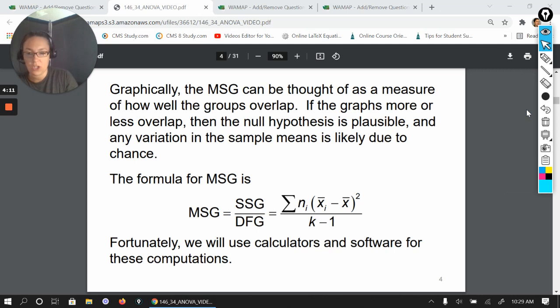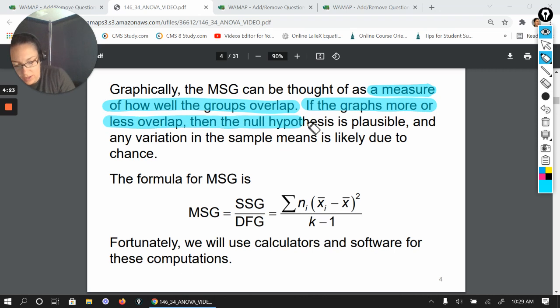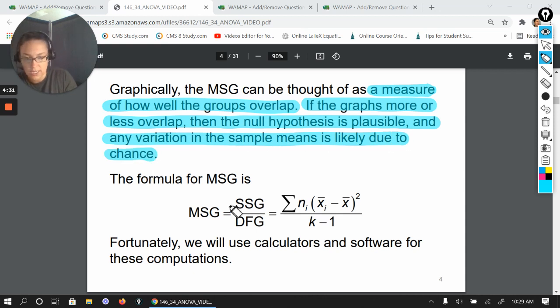Graphically, the MSG can be thought of as a measure of how well the groups overlap. If the graphs more or less overlap, then the null hypothesis is plausible and any variation in the sample means is likely due to chance. The formula for MSG is this. So MSG equals SSG divided by DFG.